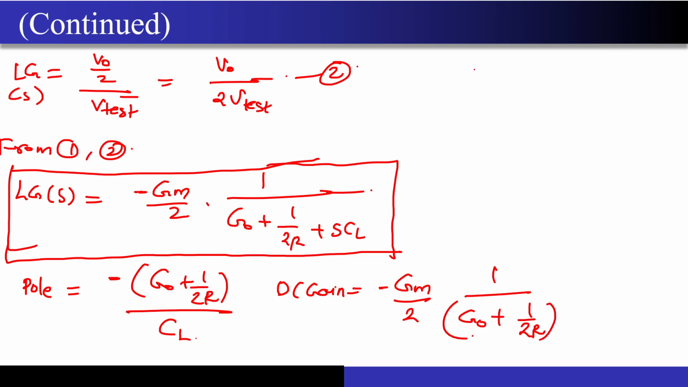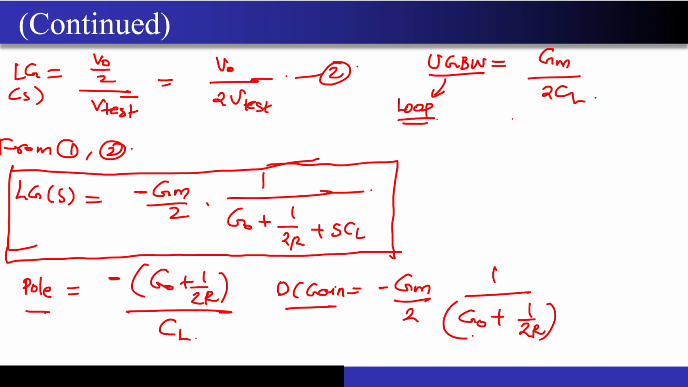Correct? So now what we have to do, can anyone please tell me what will be the unity gain bandwidth for this particular loop gain analysis? How can I get the unity gain bandwidth if I know the pole and DC gain? Just multiply. Yes, excellent. So if you just multiply these two, the DC gain and the pole, the unity gain bandwidth will come out to be Gm by 2 times CL. Unity gain bandwidth for loop.